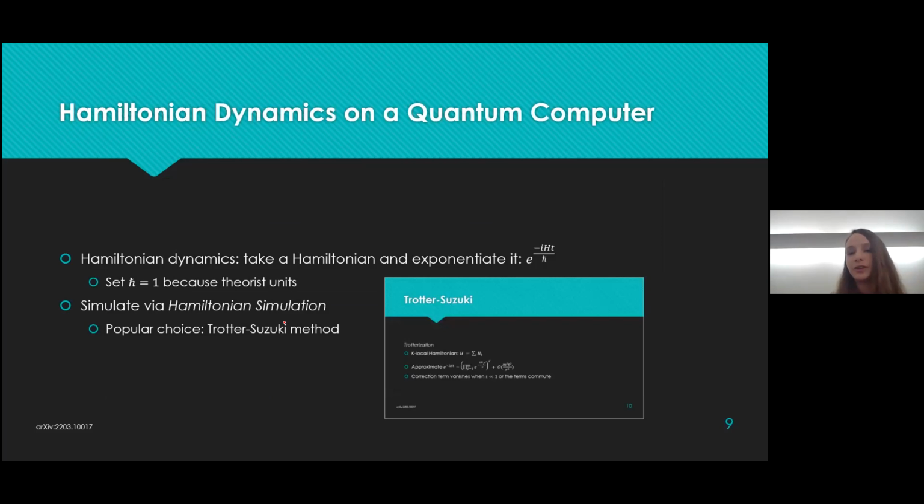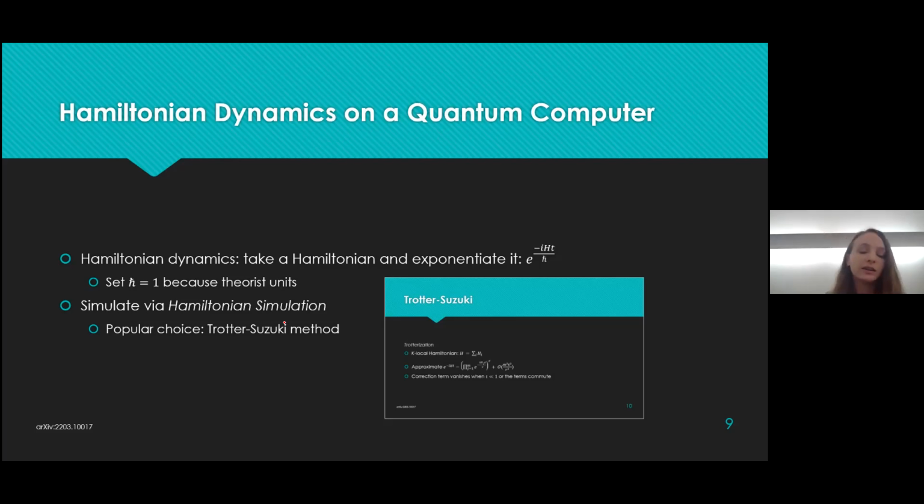So how do you realize Hamiltonian dynamics on a quantum computer? Well, first you take a Hamiltonian and exponentiate it. And obviously you set h bar equal to 1 because theorist units. At this point, it's up to something called Hamiltonian simulation. There's a lot of literature on how to simulate a Hamiltonian on a quantum computer. That's not really the point of our work, but there are some popular choices that are easy for us to adopt. For example, we use the Trotter-Suzuki method whenever it comes time for us to put something on a quantum computer.